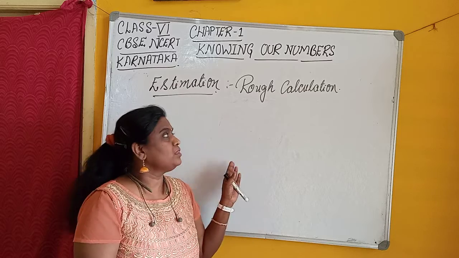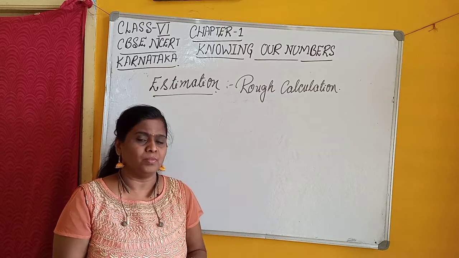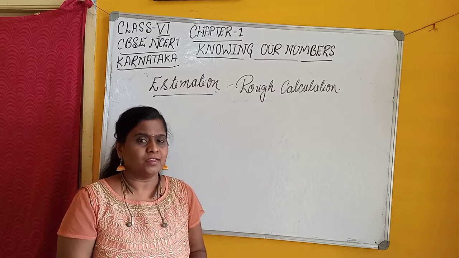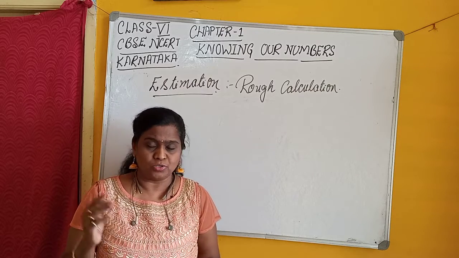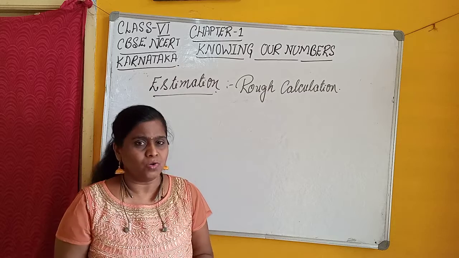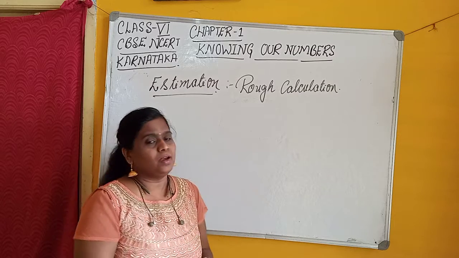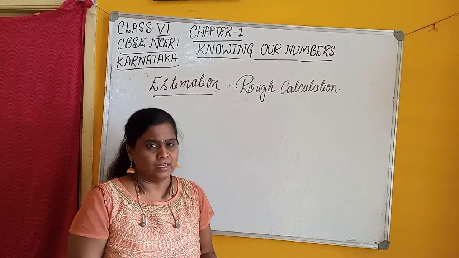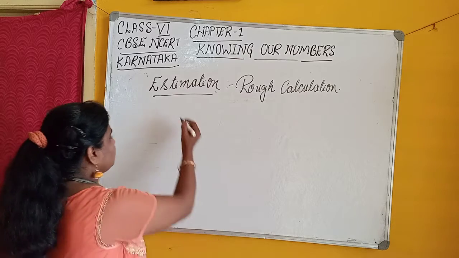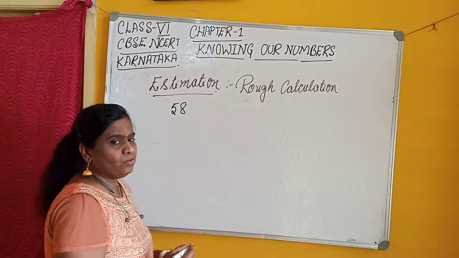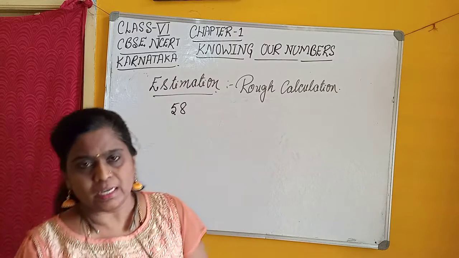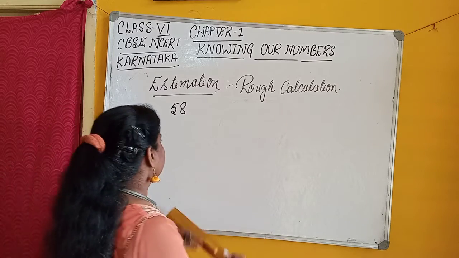We are estimating or rounding off the numbers nearest to tens place, nearest to hundreds place, nearest to thousands place, and nearest to 10,000 place, and so on. Let us study how we are rounding off the numbers. Let us round off the number 58. How will you round off this number? Let's take an example.